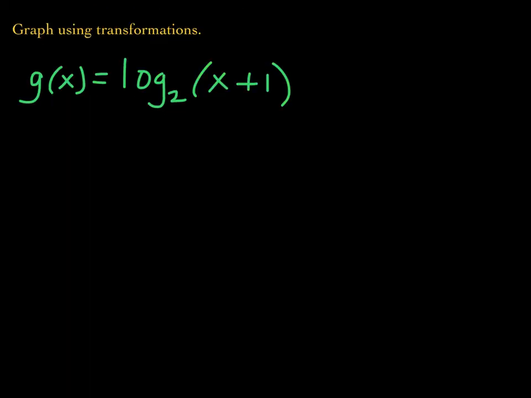All right, to wrap this lesson up, we're going to graph a function using transformations. Now, this is log base 2 of x plus 1. Because this plus 1 is within the argument, right? It's within the parentheses. This plus 1 represents a horizontal translation. And remember, with horizontal translations, it's the opposite of what you might think. So because it's plus 1, it represents 1 unit to the left.